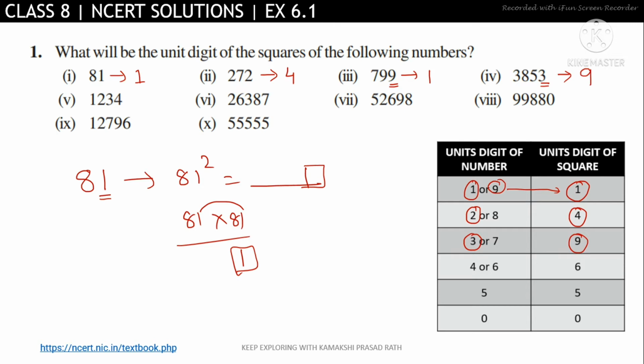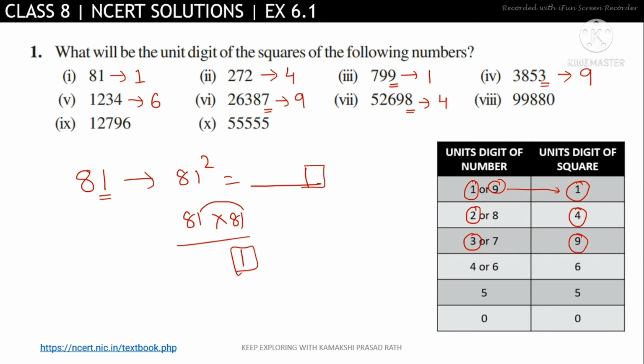So from the table itself is easy, or else the easier way is, see here, 1234 squared. So 4 square is 16. So it will always end with 6. 26,387. 7 square is 49. So a squared number will end with 9. Next we have 52,698. The number ends with 8. So its square will end with 4, because 8 square is 64. Anyhow 8 into 8 we have to do. So we'll get 64. That is 4 in the units place.